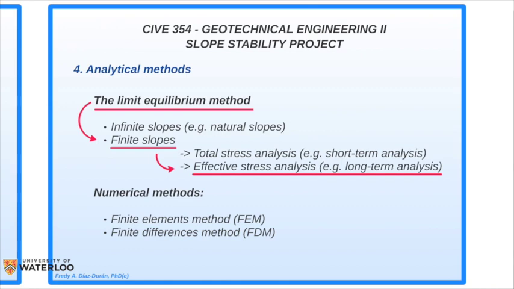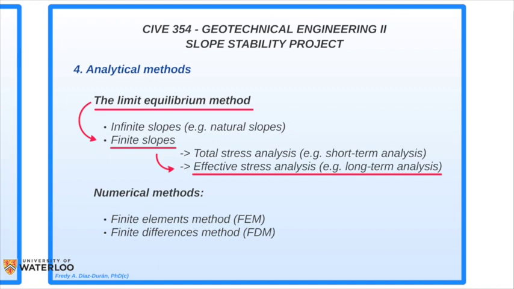So next, the analytical methods. There are two kinds of methods. The first one is the limit equilibrium method, and the second one is the numerical methods. In this case, we're using the limit equilibrium method. We are not using finite elements or finite differences for the slope stability analysis, but we could use finite elements to try to simulate the behavior of the groundwater. We're going to see that in the software, but not for the slope stability. For the slope stability, we're going to use the limit equilibrium method.